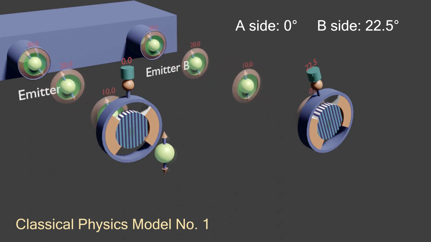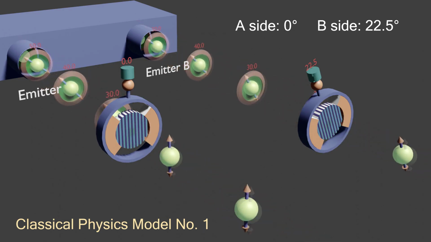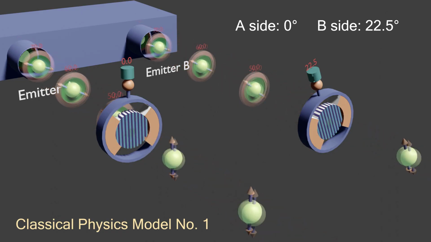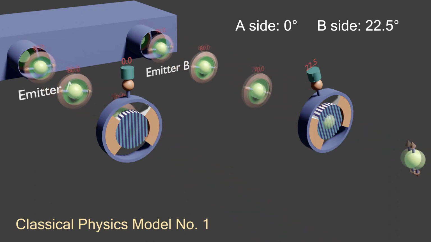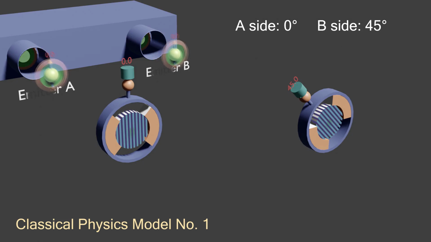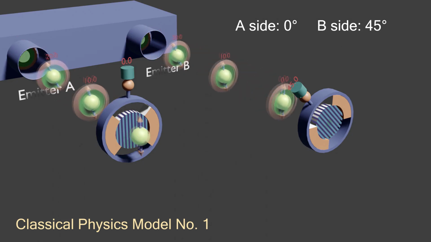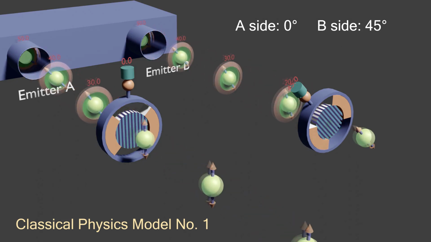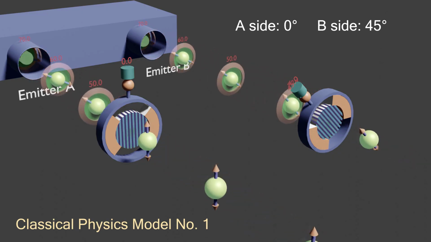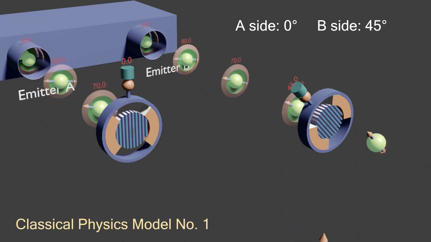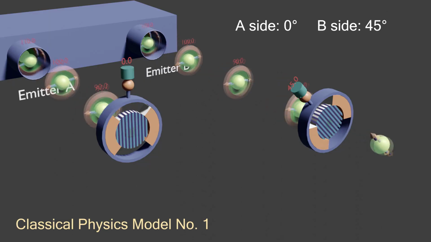In the first classical physics model, let's place filters on sides A and B at 0 degrees, 22.5 degrees, and 45 degrees from the y-axis. In this case, the probability that one photon passes the filter and the other is blocked by the other filter is used to evaluate the probability.